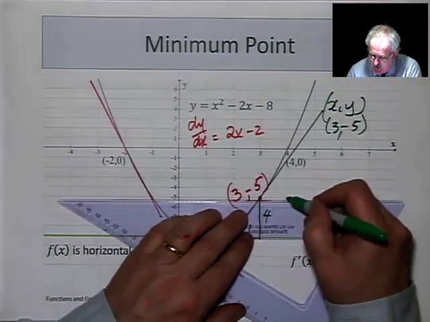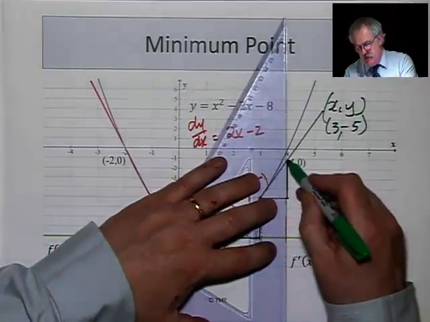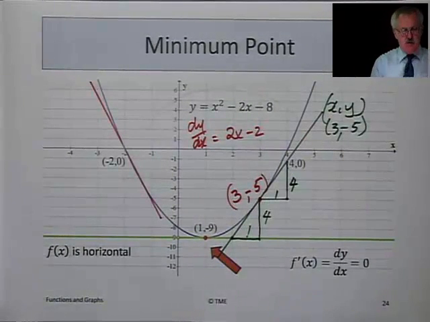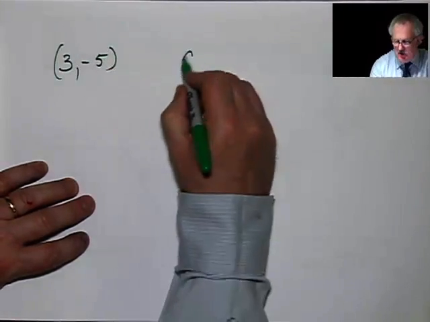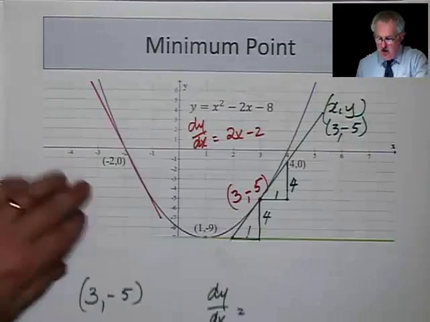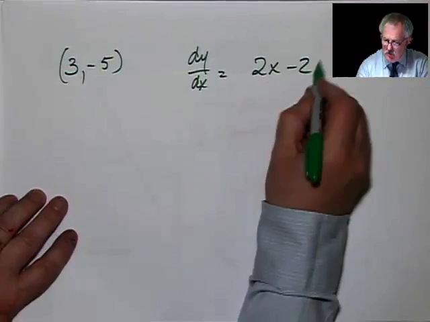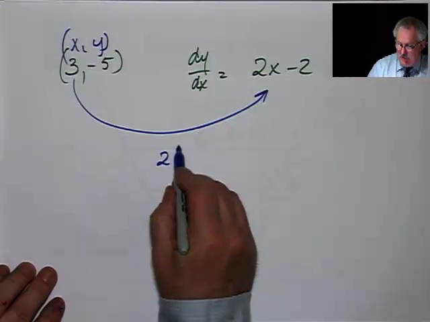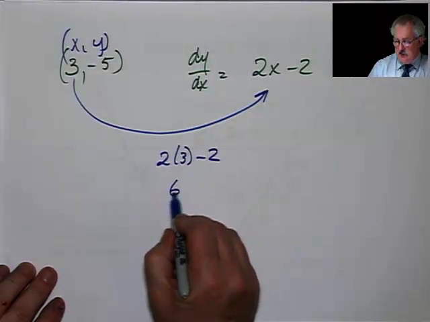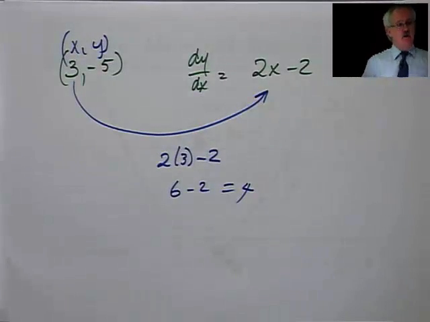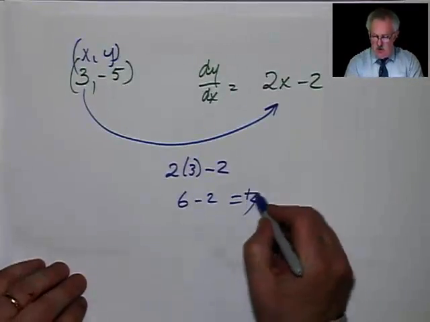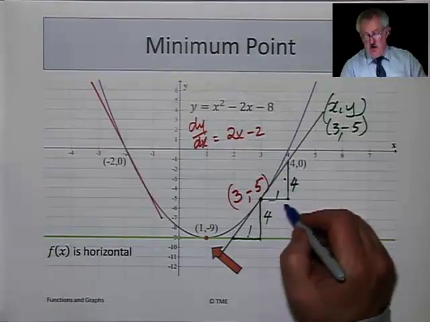I do that again, and here it looks like again it's 4 in 1 as my tangent. But how would I get that actually? Well, the point is 3, minus 5. But dy dx was given in general as 2x minus 2. Well, x is 2 times 3 minus 2. 2 times 3 is 6, minus 2 is 4. So the slope at the point 3, minus 5 is not only 4, but it's plus 4. It's up 4 for every one out.